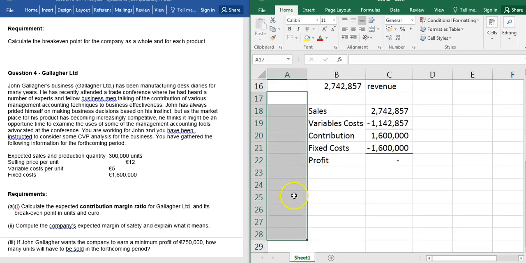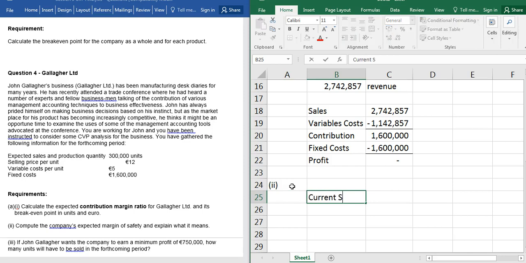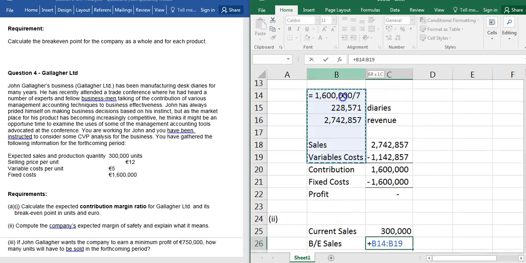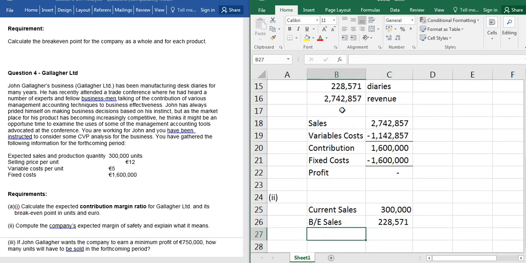Your A part 2 then is looking at a measure, I suppose, of safety. It's called your margin of safety. How much can the sales fall by? So current sales at 300,000, break-even sales, in this case, are 228,571. So you have a margin of safety, we'll call it in units.